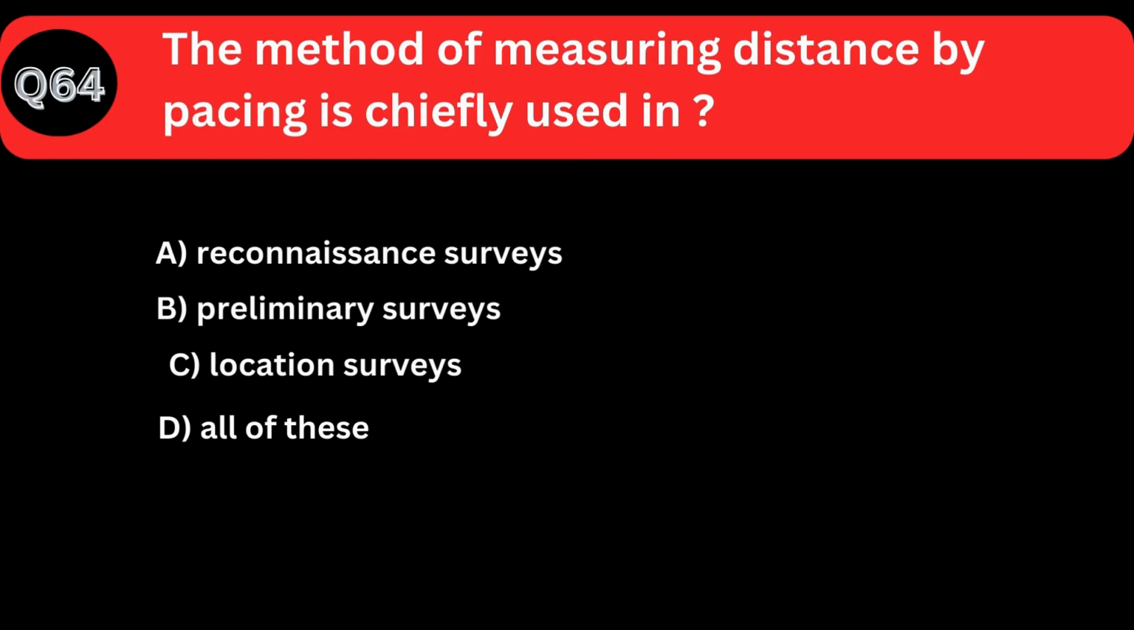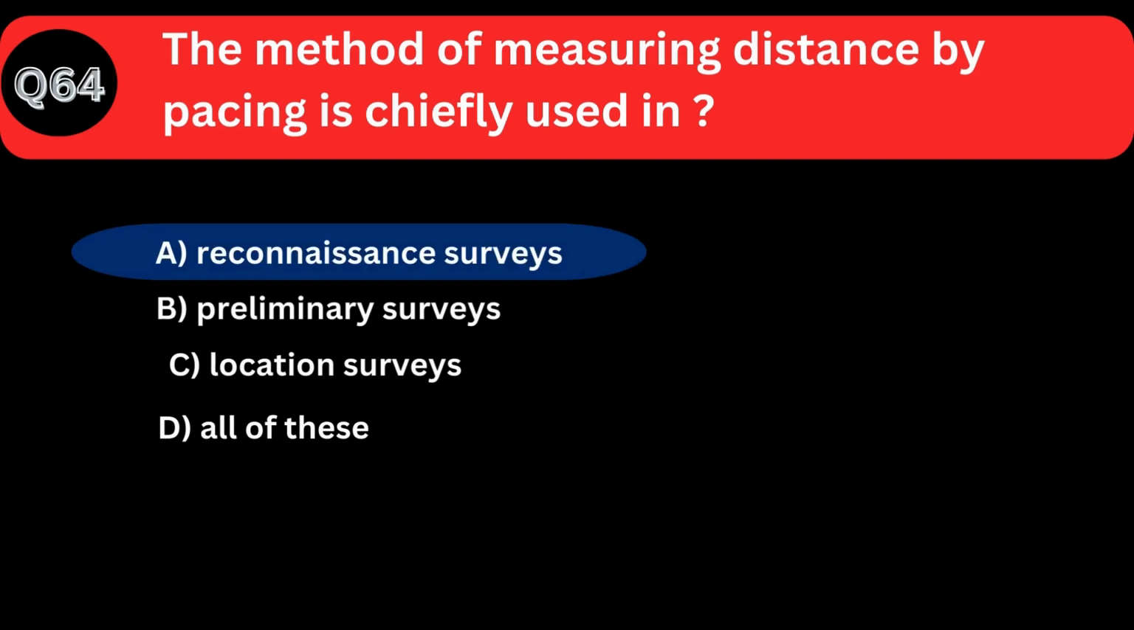The method of measuring distance by pacing is chiefly used in. Options: A. Reconnaissance surveys. B. Preliminary surveys. C. Location surveys. D. All of these. Answer: A. Reconnaissance surveys.